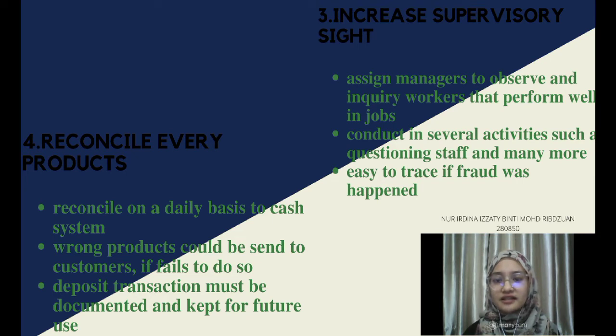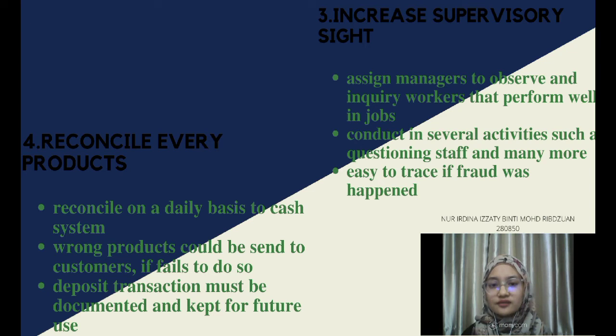Next, increase supervisory control. The owner assigns managers to observe and inquire of workers who perform the jobs given. The manager could conduct several activities such as questioning the staff, assisting, and identifying and resolving areas of concern from administrative control in the business. If any fraud happened or a business transaction was miscalculated, the company can trace the evidence easily and find the weaknesses.